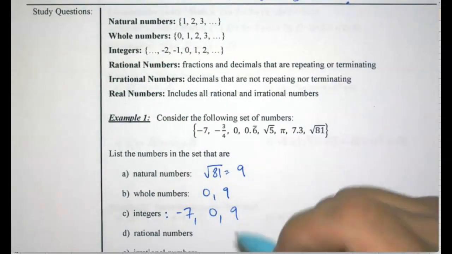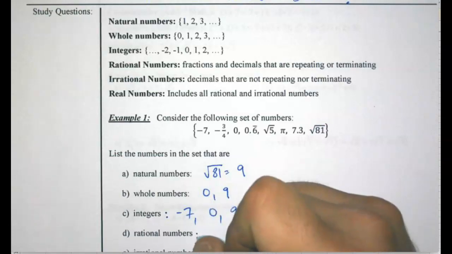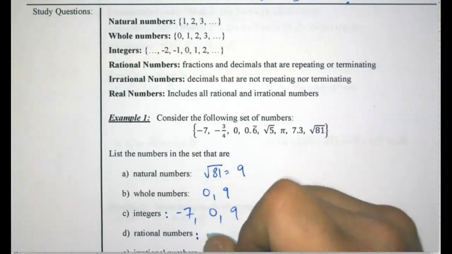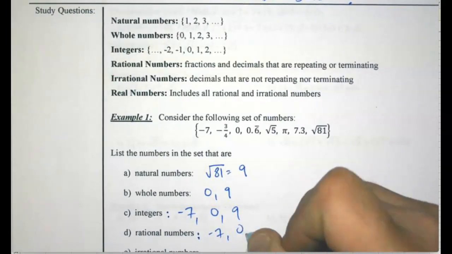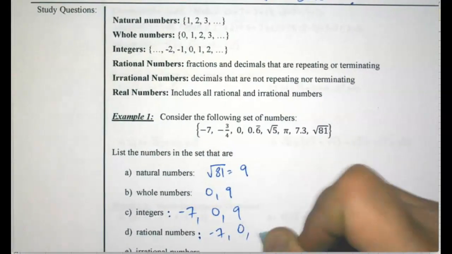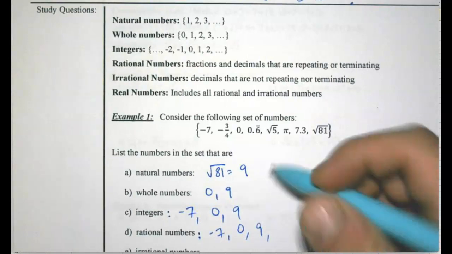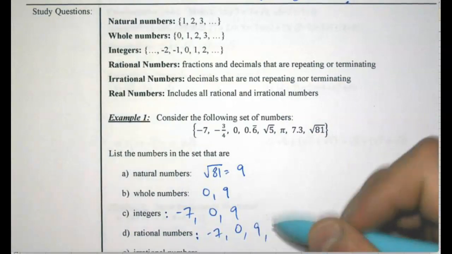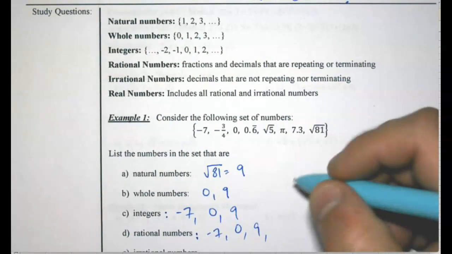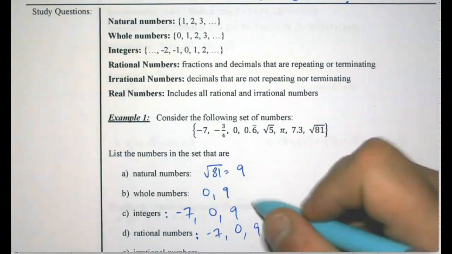Moving right along, rational numbers. Anything I can write as a fraction is rational. So the first three, -7 over 1 is a fraction. I can write it as a fraction. 0 over 0, 9 over 1 is 9. So those are all rational. You see the pattern here. A lot of these number sets include the previous ones. Not perfectly that, but anyhow.